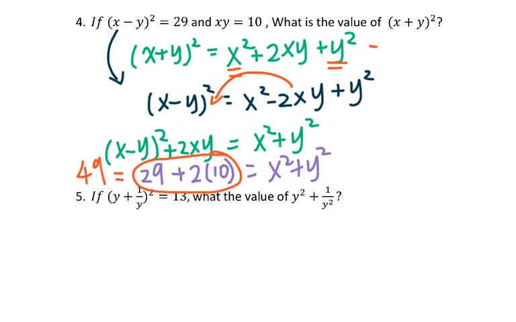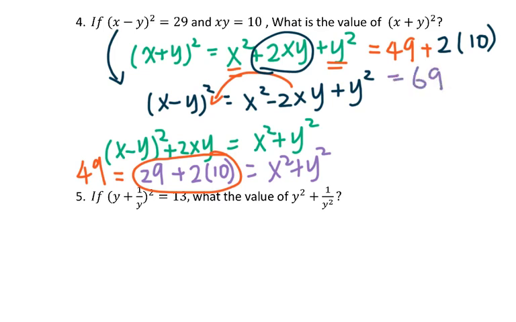So I plug in here. x squared plus y squared will be 49, then plus 2xy, that means 2 times 10, that will be 20. So 69 will be the final answer.